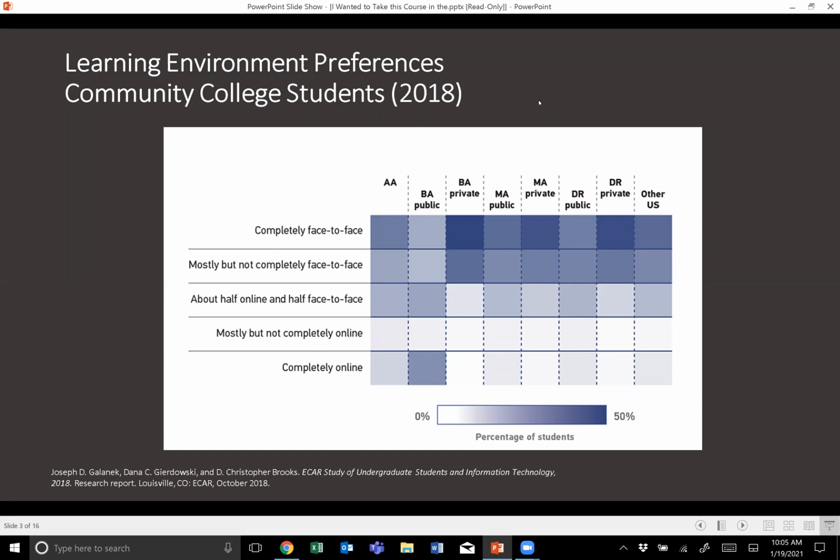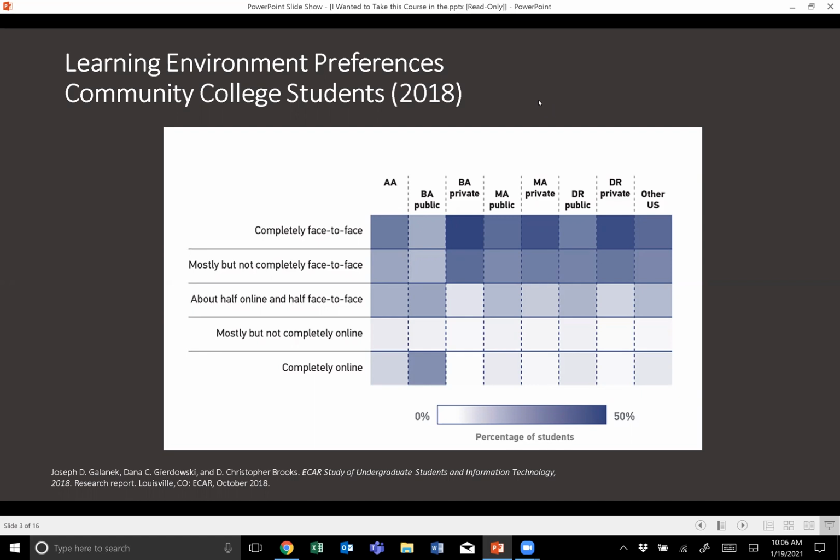So first, learning environment preferences, and this was a 2018 EDUCAUSE survey, and they have the ECAR, which stands for Center for Applied Research. And so this was, you can see, a variety of different institutions. Of course, I'm always interested in the first column, which is your Associate of Arts, and that's going to be your community college, because I teach at a community college. This was 130 United States institutions, and it was about 64,000, that's a big difference, isn't it, students.